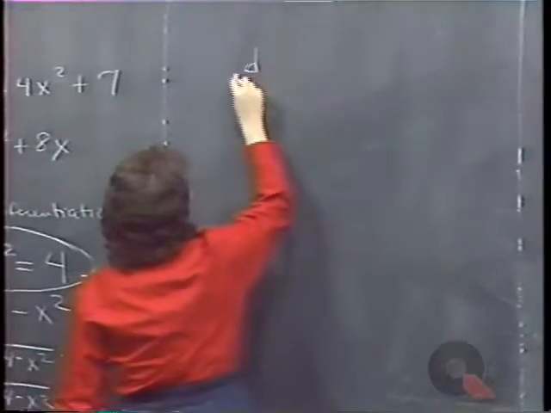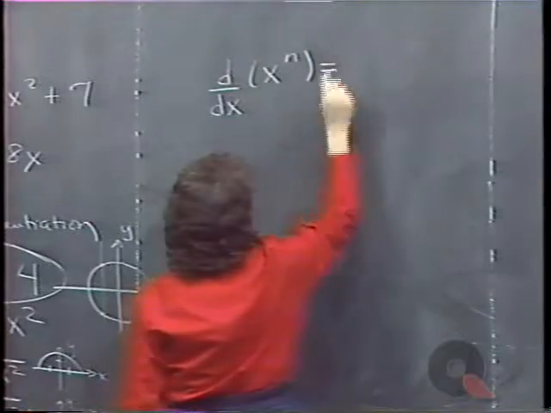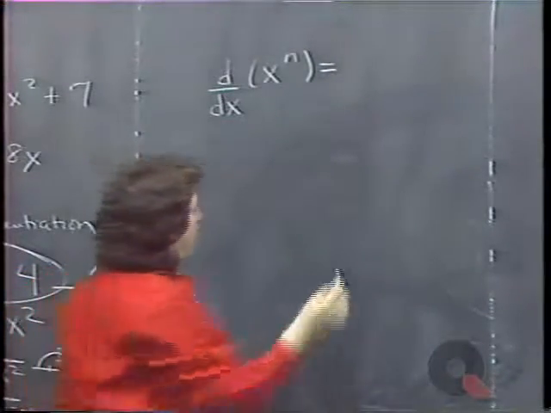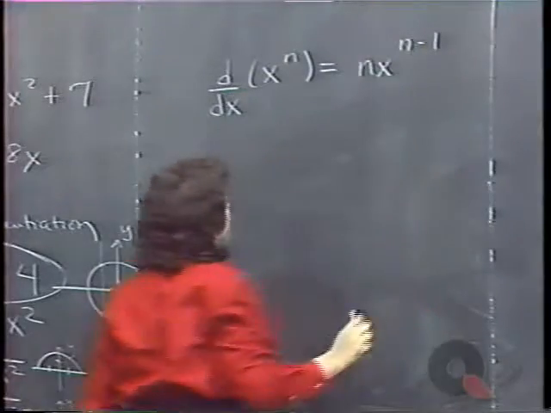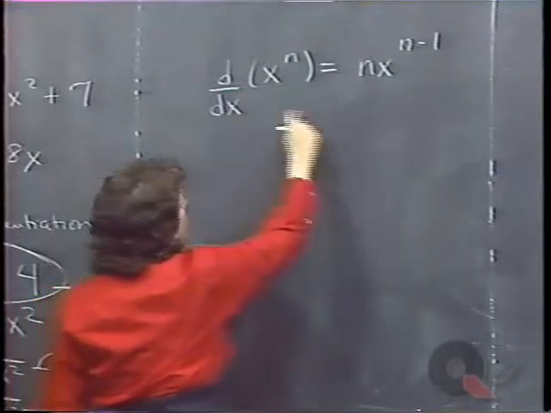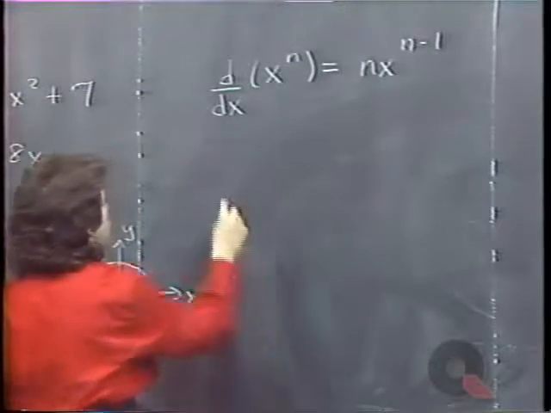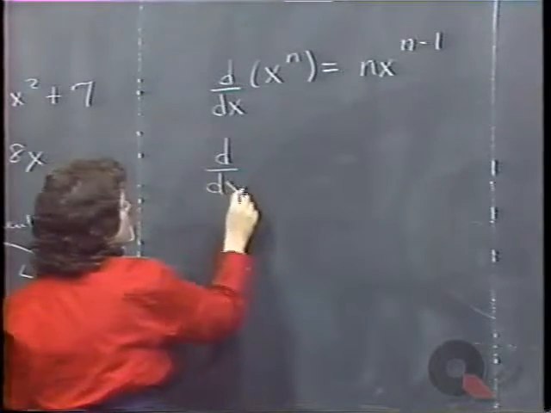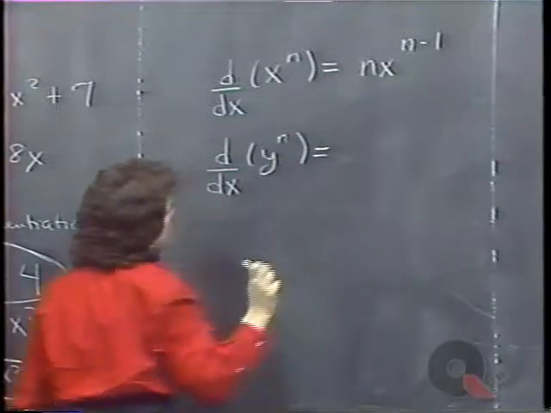Okay. Now, keeping that in mind, let's review some facts about differentiation. If we want to take the derivative of x to the nth power with respect to x, we know that that is nx to the n minus 1 power. The power times x to the 1 less power. Now, suppose we want to take the derivative of y to the n with respect to x.